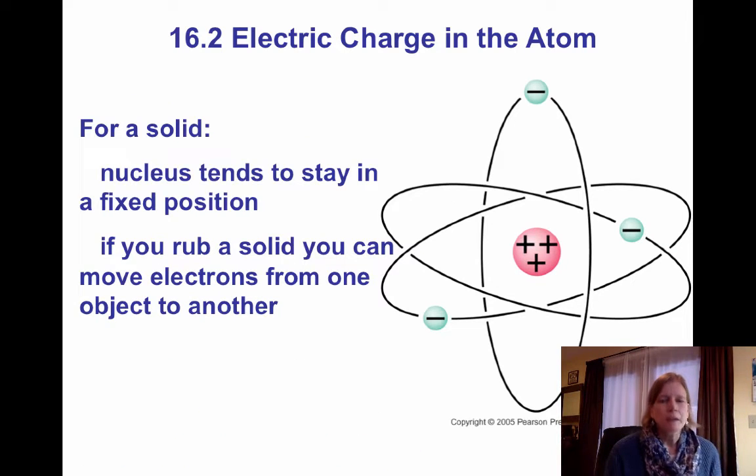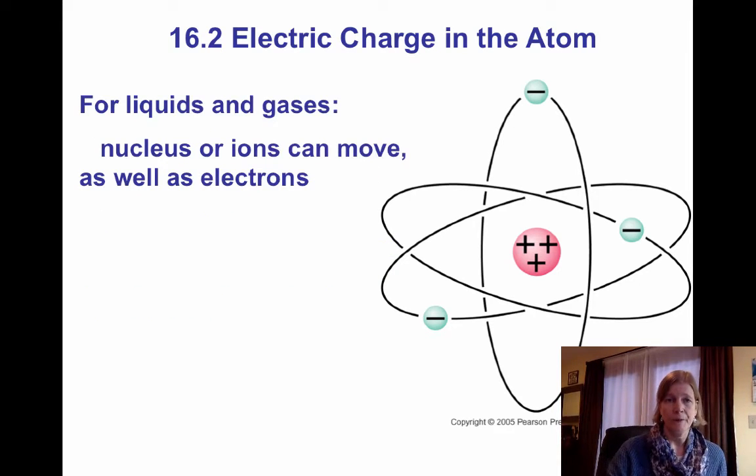All right, for a solid, like our ruler or our cloth, the nucleus tends to stay in a fixed position. It's rigidly held in place in a lattice, in a rigid framework for your solid. Then if you rub a solid, you can move electrons from one object to the other. For liquids and gases, the nucleus or ions can move as well as the electrons. So you can have a flow of a charged gas or a charged liquid, so you can move ions. Actually, that can happen in batteries. You may have ions moving through the electrolyte paste, which we'll eventually get to.